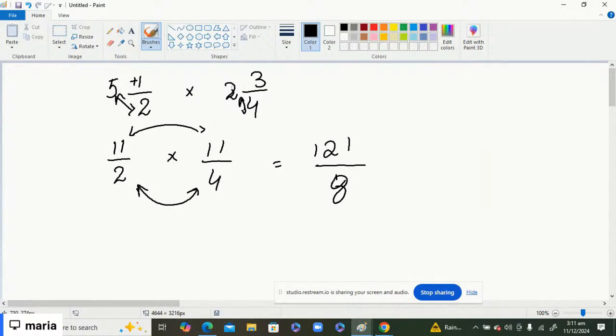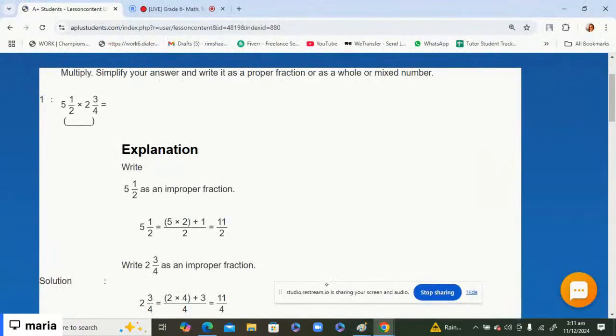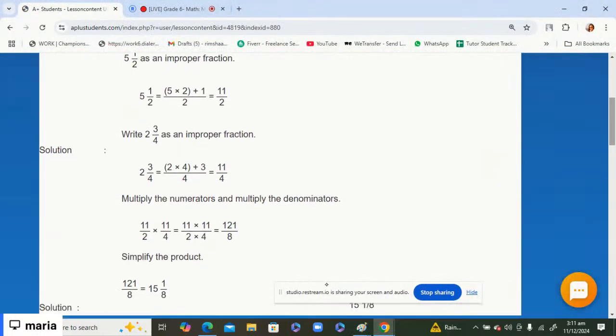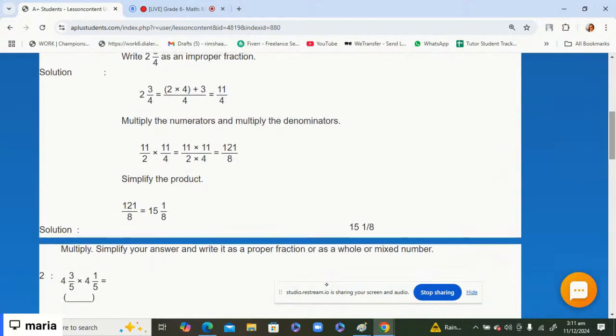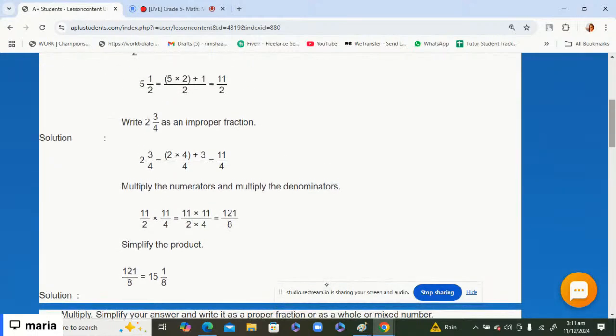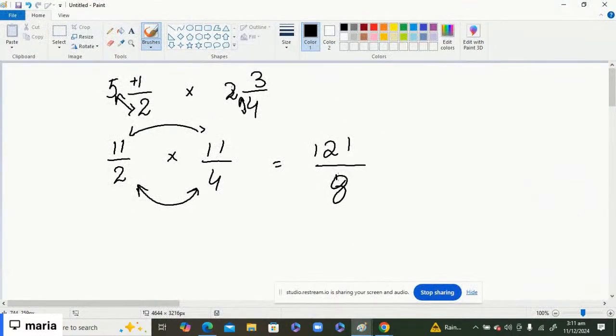These are mixed fractions, and first of all we convert them into improper fractions and then multiply top numbers with each other and bottom numbers with each other. This is one way to solve this question, but there is also another way. This is 121 over 8. If you want to convert this again into a mixed number.